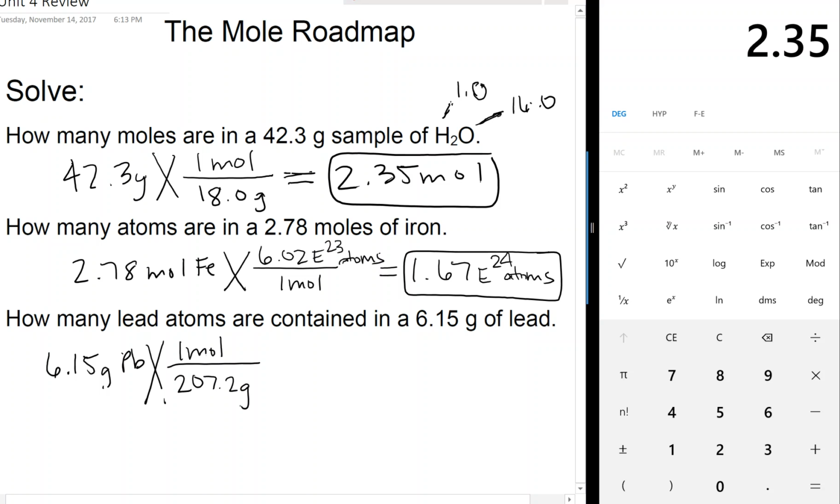207.2 grams. And then the second step will be to multiply it times Avogadro's number, 6.02 e to the 23rd atoms, over 1 mole. When you plug that all into your calculator, you get 1.79 times 10 to the 22nd atoms.